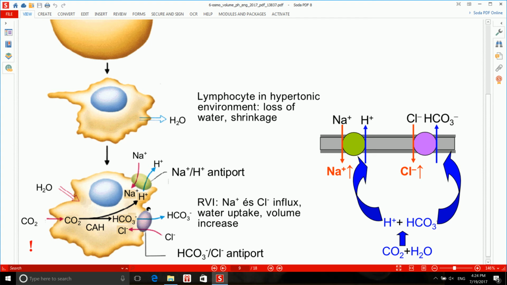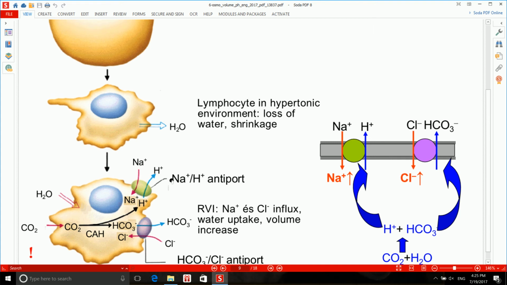The opposite is also true. If we put these cells in a basic medium, what happens is that this bicarbonate chloride antiporter will be activated, and this antiporter will get rid of the bicarbonate ion, and by doing so will compensate this basicity and will make the pH of the cell remain as we need it.